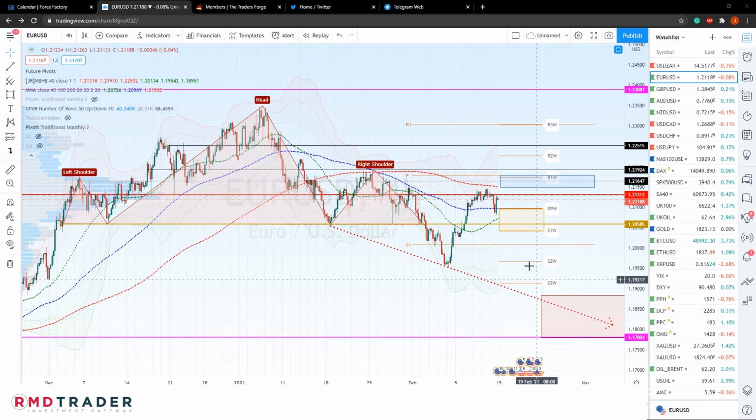That is quite a long way down, meaning there would be some support in between. Some initial support could be our weekly S1 at 1.204, as well as that monthly S1 at 1.200, and I believe the monthly S2 support is also at about 1.188.